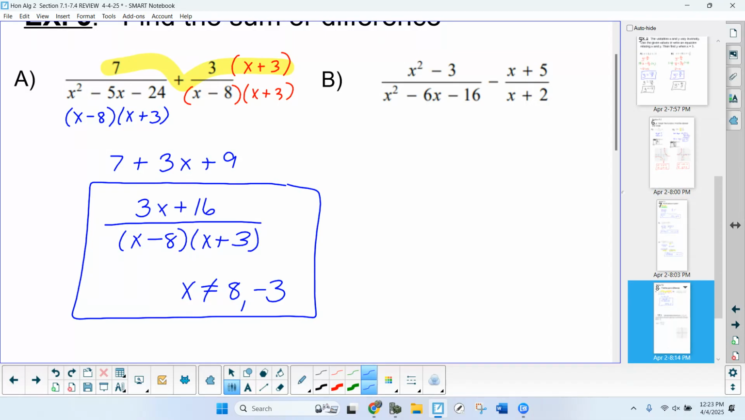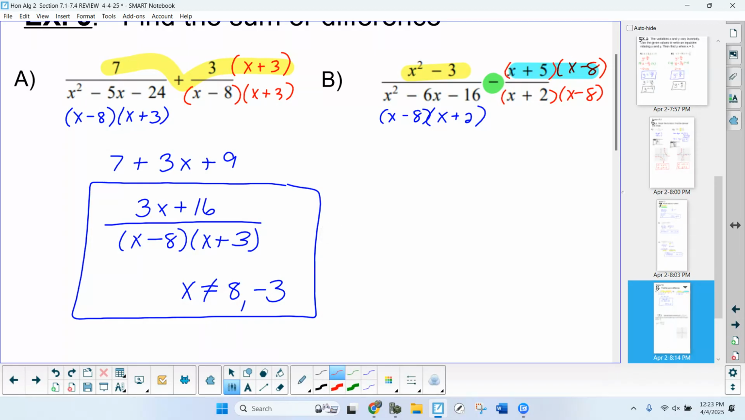Okay. Factor this. Multiplies to give you negative 16, adds to give you negative 6. Minus 8 and plus 2. So what's this one missing? Oh, no. We gotta be careful, because, guys, it is this minus this.